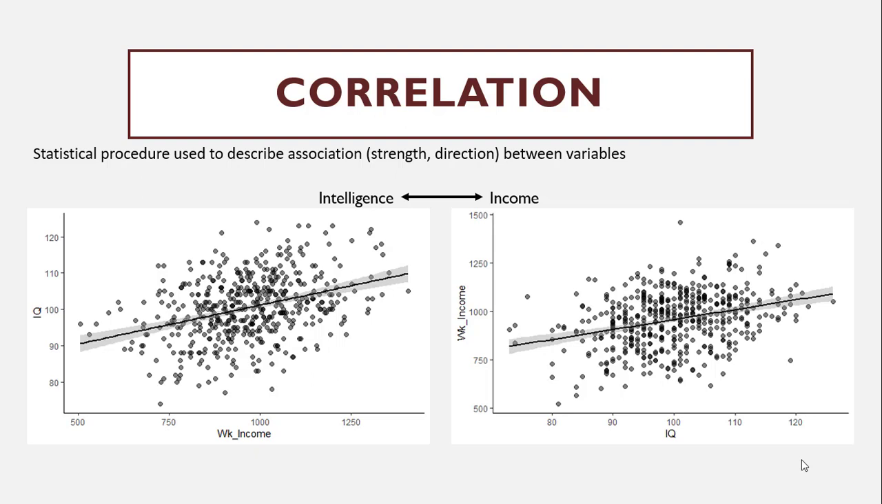So here we can see that again, with a correlation, it doesn't really matter which variable is X or which variable is Y. We're just saying that they're associated with each other. So if we think that weekly income is associated with IQ, we could put weekly income as the X variable on the X axis, and we could put IQ then on the Y axis. Conversely, we could put IQ on the X axis, which is what you see on the right hand side, and income could be on the Y axis. These data are identical, they're the same.